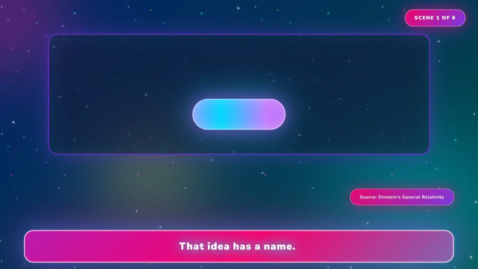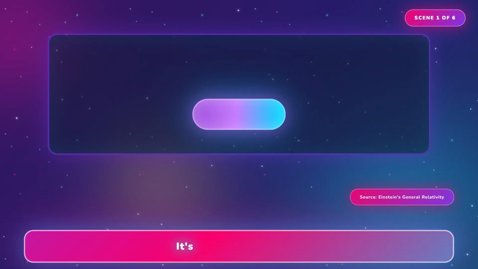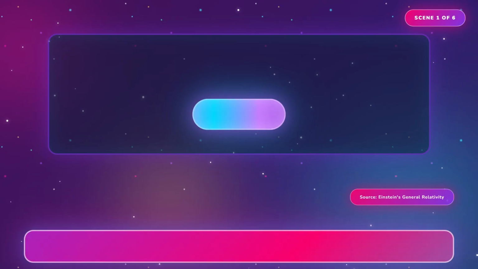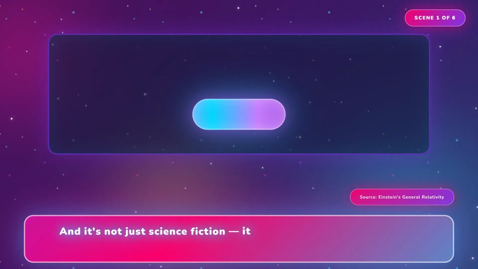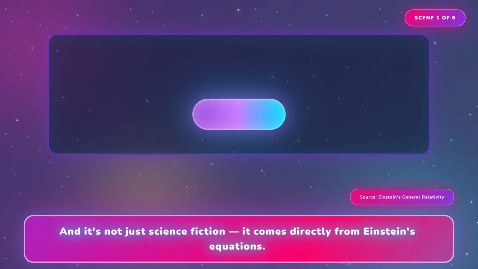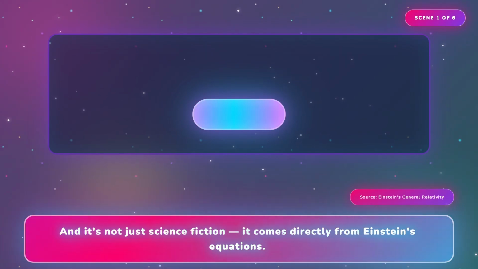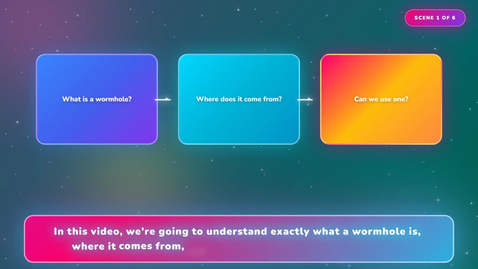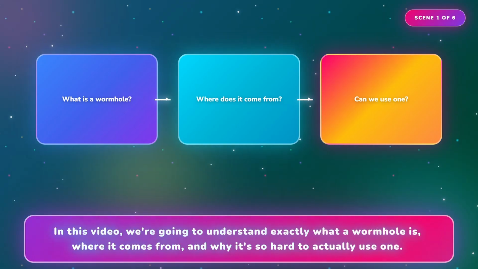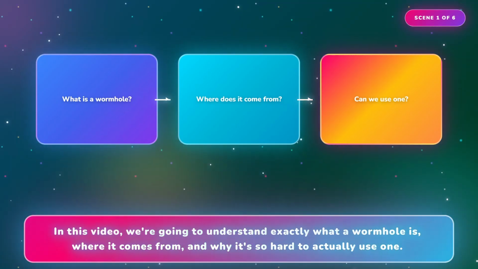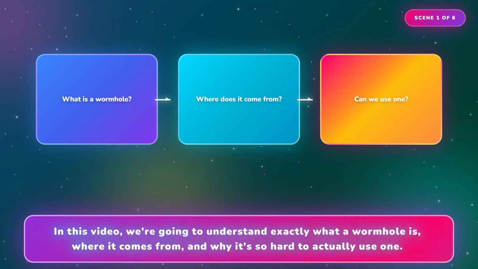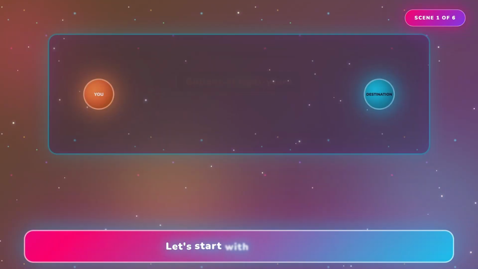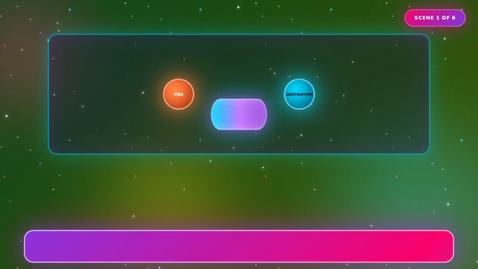What if you could punch a hole through the universe and step out on the other side? That idea has a name. It's called a wormhole. And it's not just science fiction, it comes directly from Einstein's equations. In this video, we're going to understand exactly what a wormhole is, where it comes from, and why it's so hard to actually use one. Let's start with the basics.